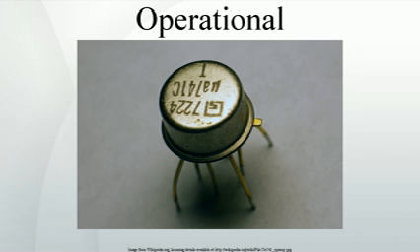Some modern devices have rail-to-rail output capability, meaning that the output can range from within a few millivolts of the positive supply voltage to within a few millivolts of the negative supply voltage.